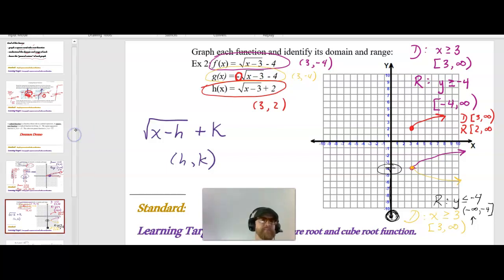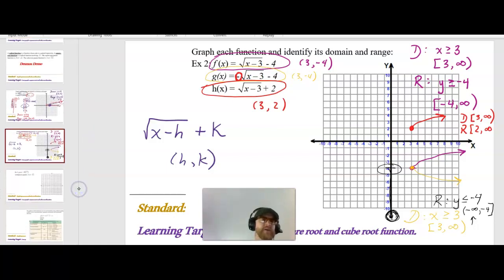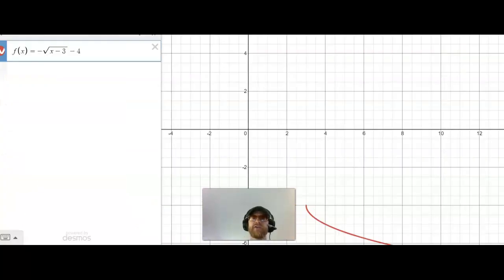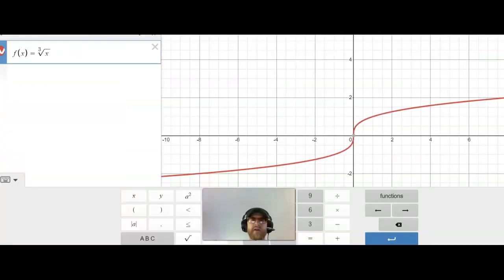All right. Cube root function. Much easier to graph. So I'm going to graph the original cube root function. I'm going to go to Desmos. I'm going to pull that up. The original cube root function is right here. The cube root of x looks like this.